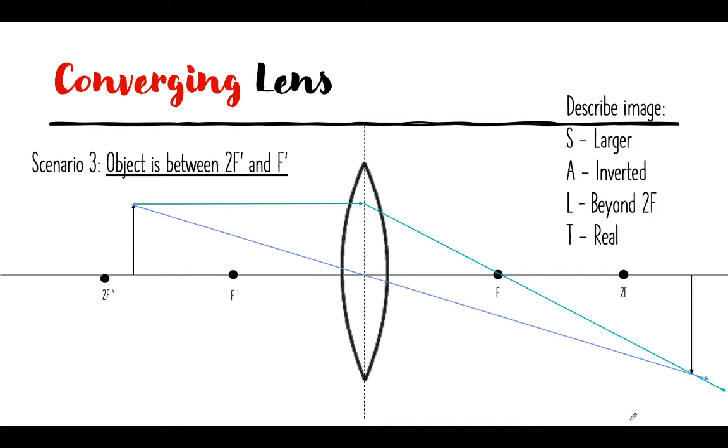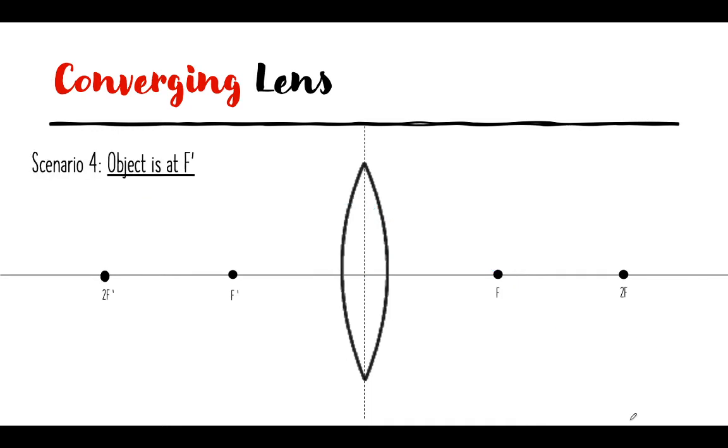Perfect. Scenario number 4, the object is at f prime. So if I'm drawing an arrow right on f prime, I'm going to draw the exact same lines. Top of the object to the lens, from the lens towards f, and then I'm going to draw a line starting at the top of the object, going through the optical center, and then continuing on.